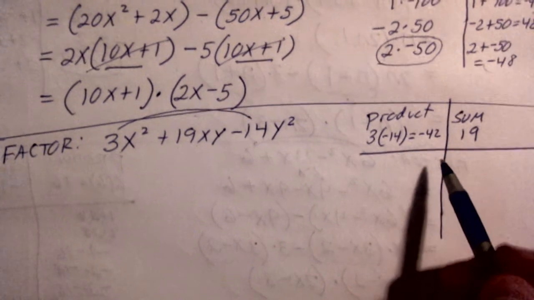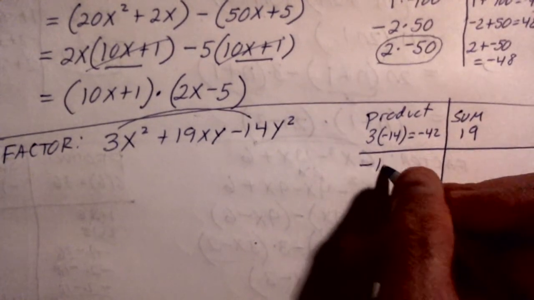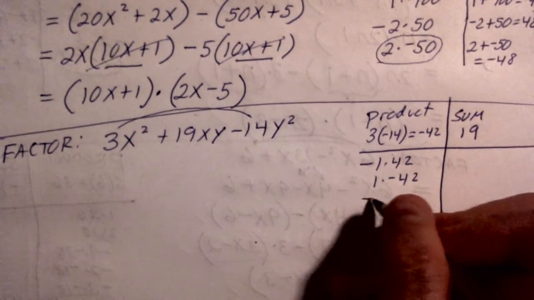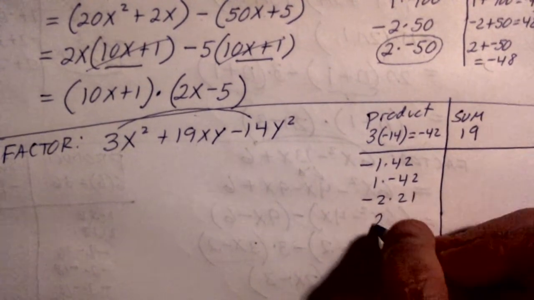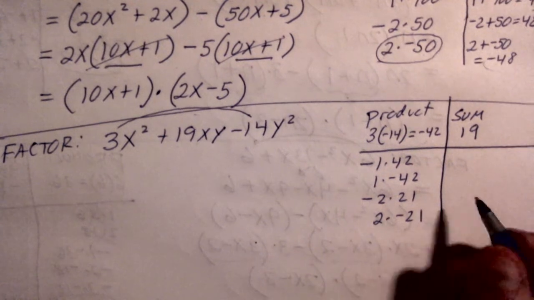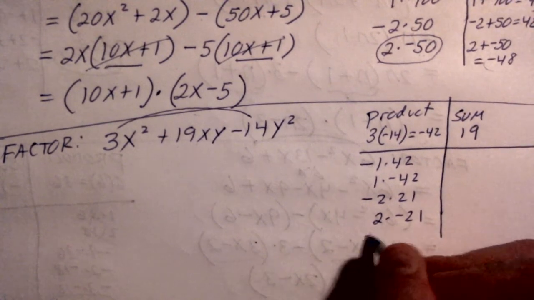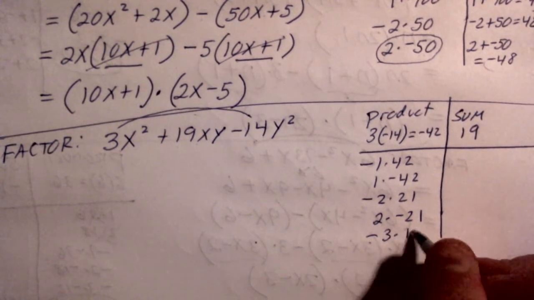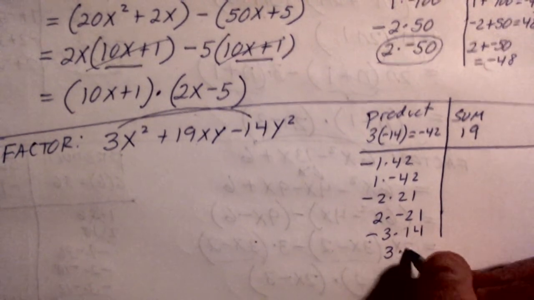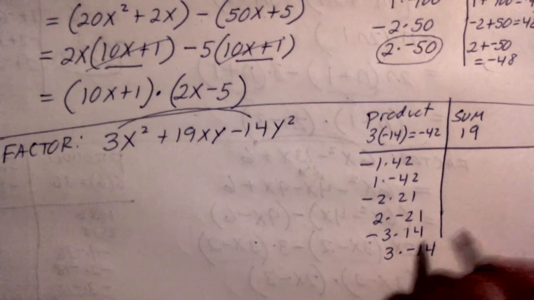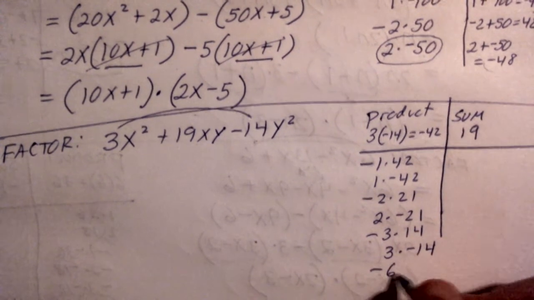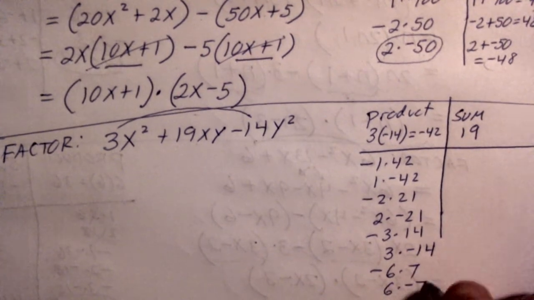Let's start listing factors of negative 42. Negative 1 and 42, 1 and negative 42. Negative 2 and 21, or 2 and negative 21. 3 divides into 42 evenly, 3 times 14, or we could have negative 3 and 14, or 3 and negative 14. 4 doesn't divide into 42 evenly. 5 doesn't. 6 does. Negative 6 and 7, or 6 and negative 7.